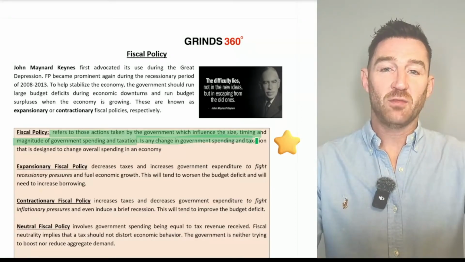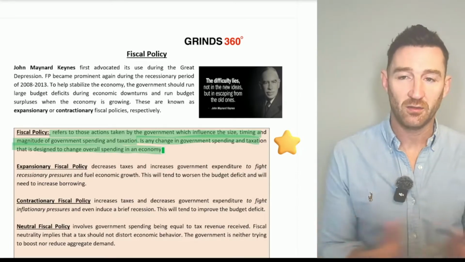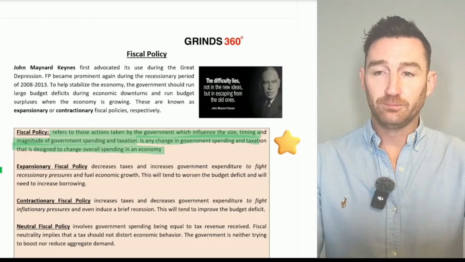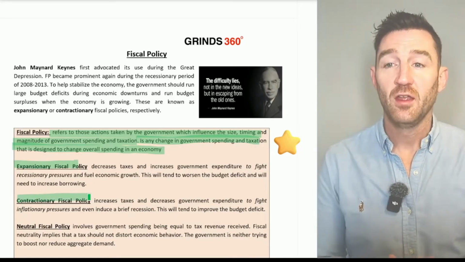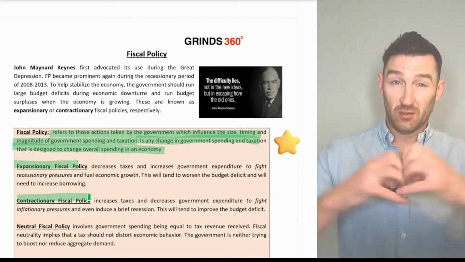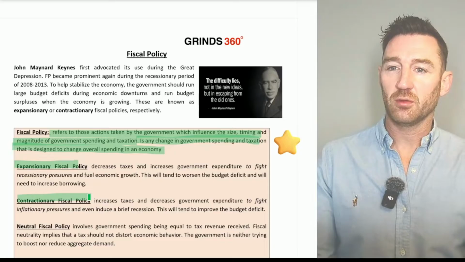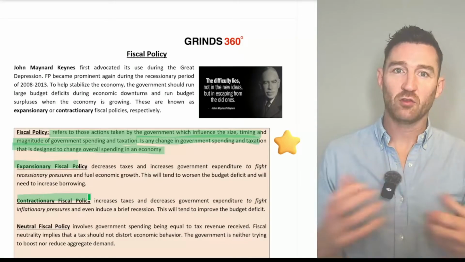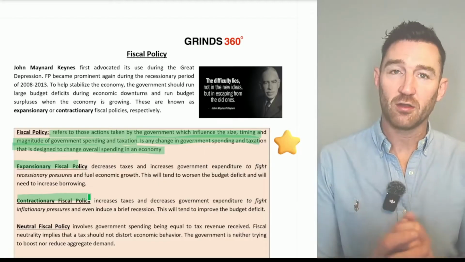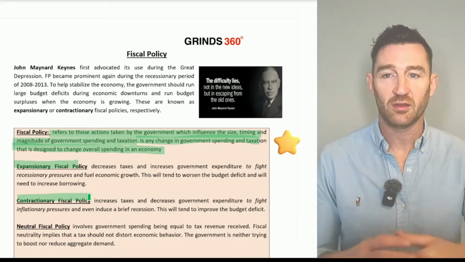It's any change in government spending or taxation that's designed to change overall spending in the economy. But the first line is the really important one. So it can be expansionary or it can be contractionary, right? If you're trying to expand something, you're trying to make it bigger, so you're trying to encourage economic growth with an expansionary fiscal policy. And if you're contracting something, you're trying to make it smaller. So you might be trying to slow down an economy that's growing too fast because you're worried about inflation, or you're worried about it overheating and crashing.